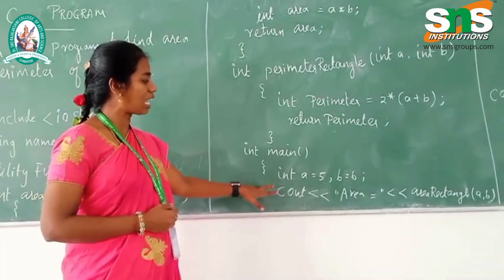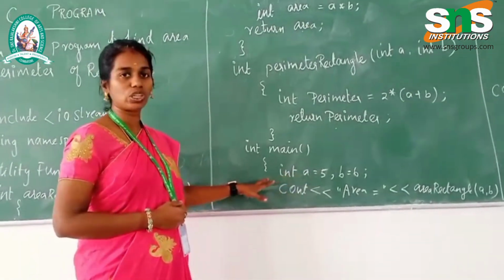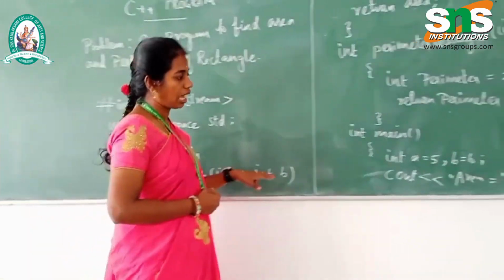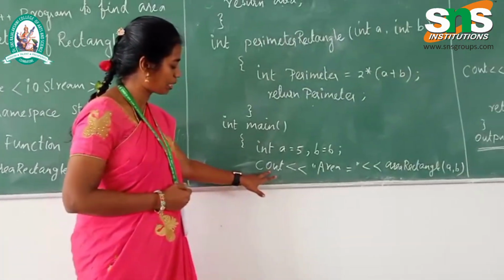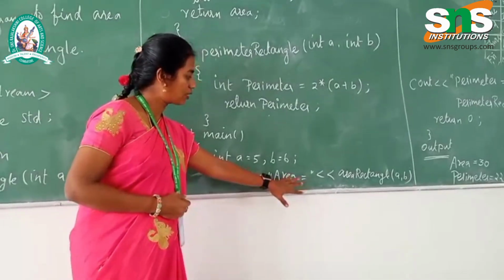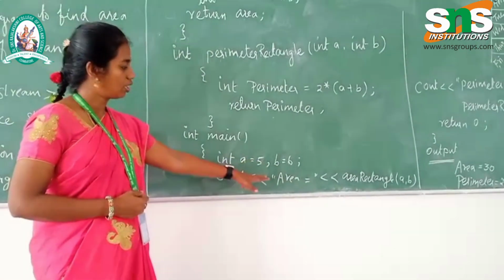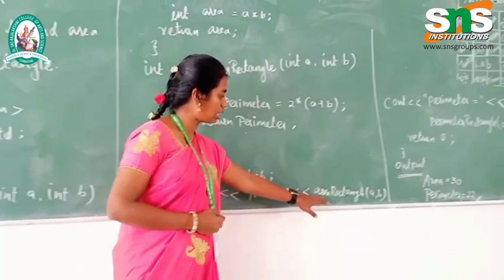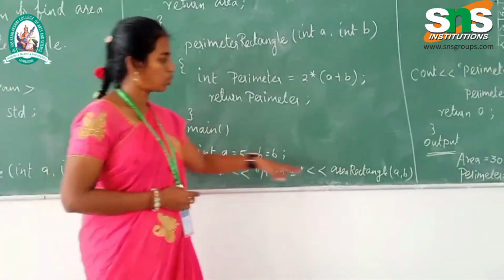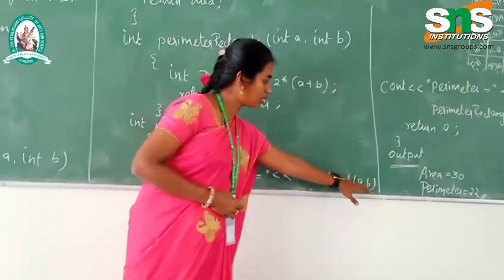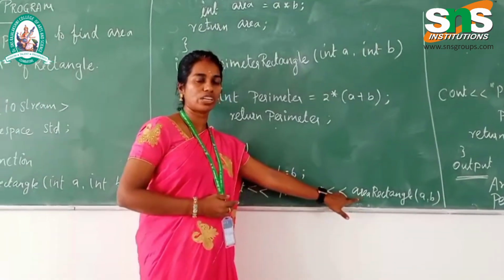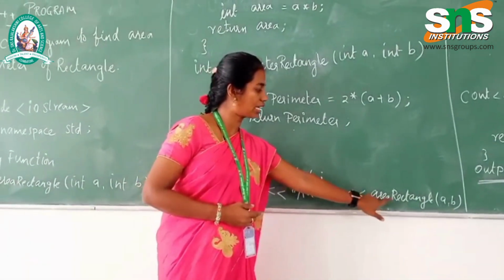To calculate the area of the rectangle, I need to invoke the function called area rectangle. For that, I am writing the cout statement. Like the printf statement, we use cout with the double less than symbol, and "Area is equal to" within double quotes will be displayed. Then it will invoke the function area rectangle, sending two parameters: the value of a and the value of b. This is called a function call.